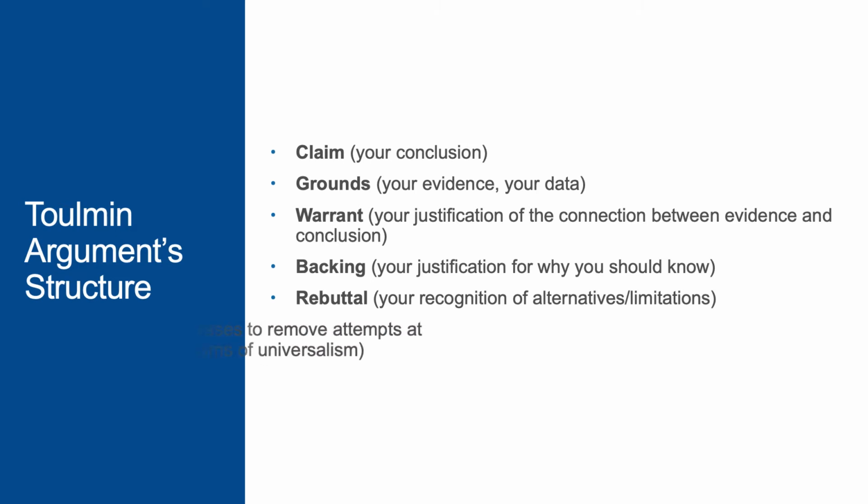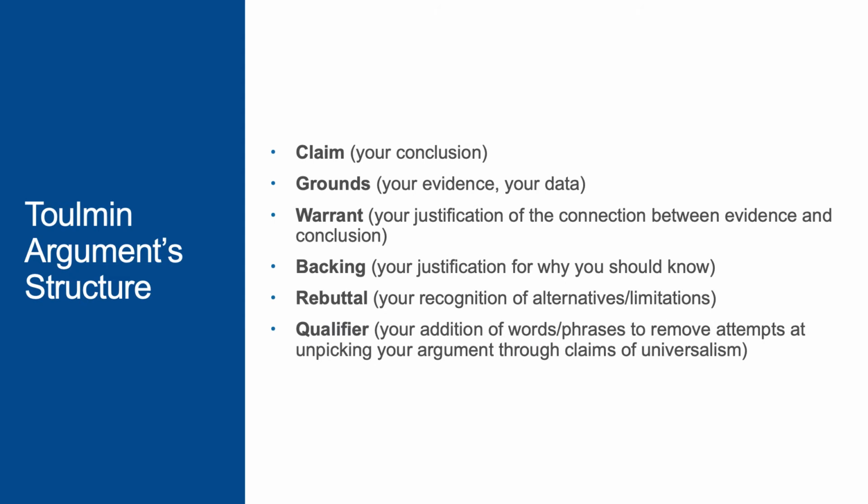So Toulmin then says, okay, well, we can respond to that. We have a qualifier. And a qualifier is you saying, my claim is this, not in all cases whatsoever, because of the rebuttal, or the alternative or the limitation, but it is your attempt to avoid any claims of universalism. So to avoid any claims of something being true in all cases whatsoever. So this model then, this claim, because of grounds, with the explanation of a warrant that is then provided with backing, which then recognises that there is a rebuttal and so deploys a qualifier, is Toulmin's argumentation structure.